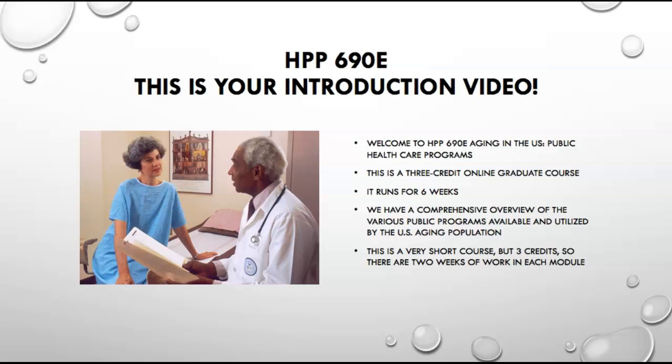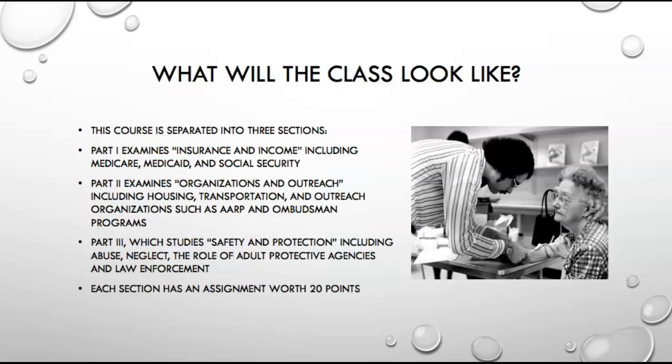This is your introduction video, so I want to welcome you to HPP 690E. This is a 3-credit online graduate course. This is the summer session, so it runs for 6 weeks. We'll have a comprehensive overview of various public programs available and utilized by the U.S. aging population. It's a very short course, but since it is 3 credits, we have 2 modules each week, and you'll see that once you get into the class.